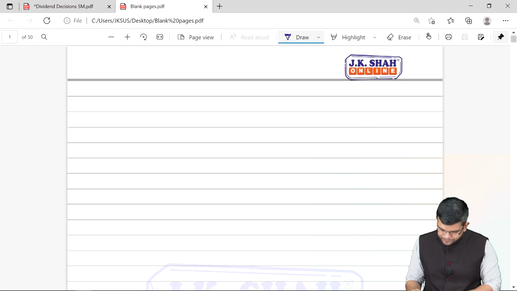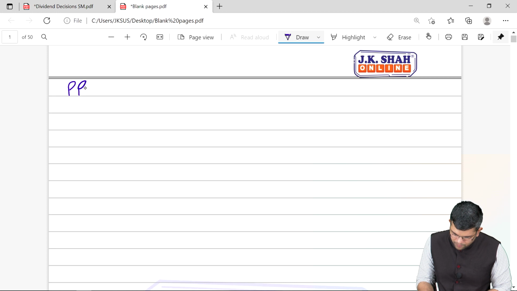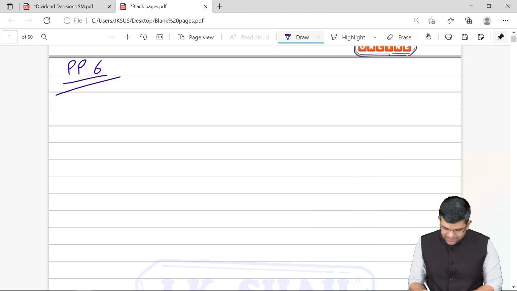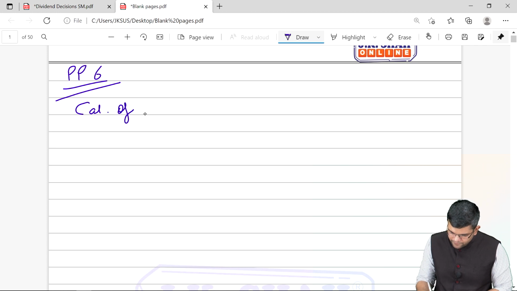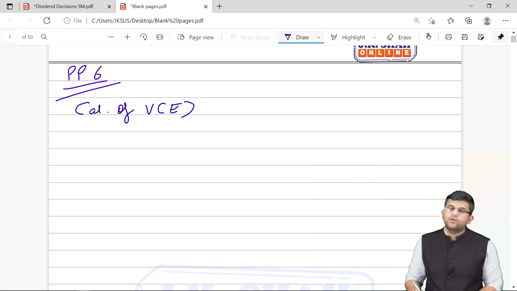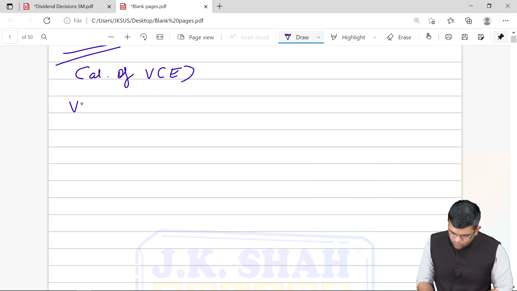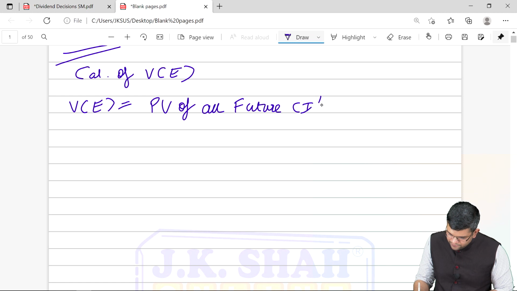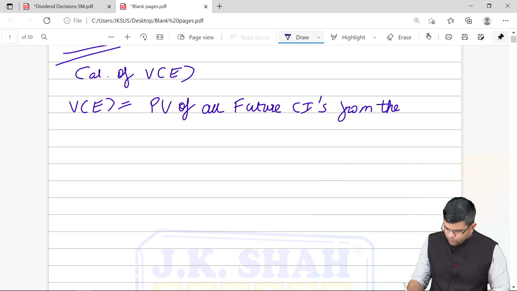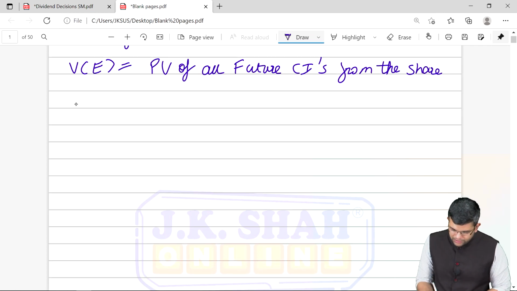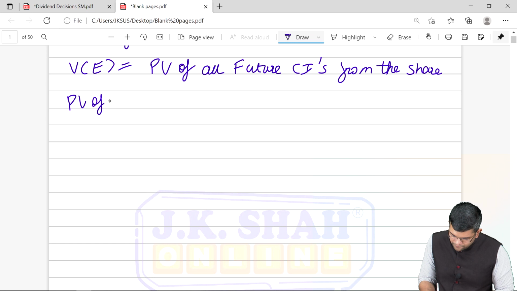So I'll write down here practical problem 6. In that I'll write down calculation of value of equity. Children, we know that value of equity is nothing but the present value of all future cash inflows from the share. So, calculation of present value of all future cash inflows from the share, for which we will calculate the PV of CI. So children, I will write down here PV of CI, that is value of equity.